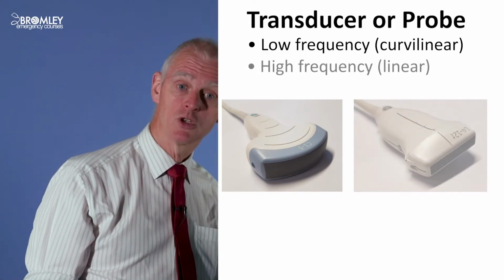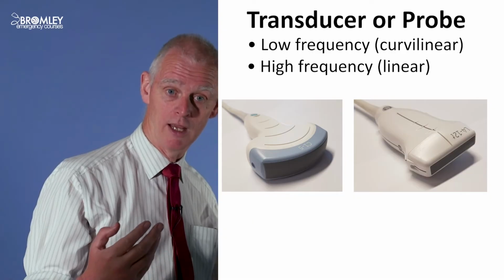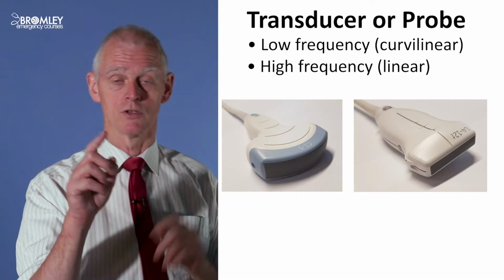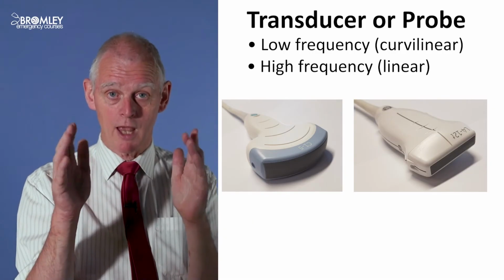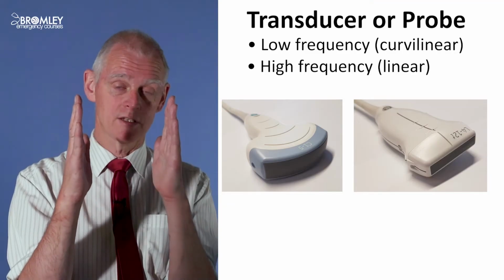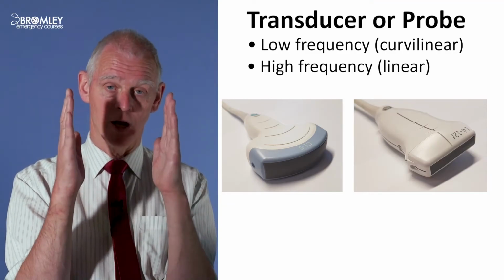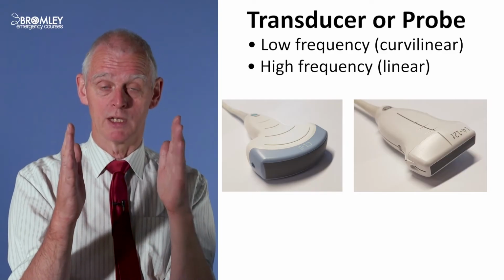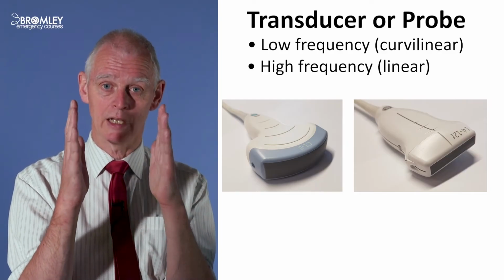The next one on the image is the linear array, and that's called that because the crystals are aligned in a straight line on the face of the probe. And that means that the beam is parallel-sided, it doesn't spread out, and as a result, the image on the screen always looks square or rectangular. These are really great probes. These are high-frequency probes, the linear array, because they give you really clear detail.